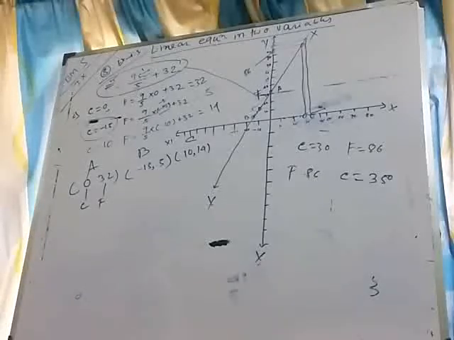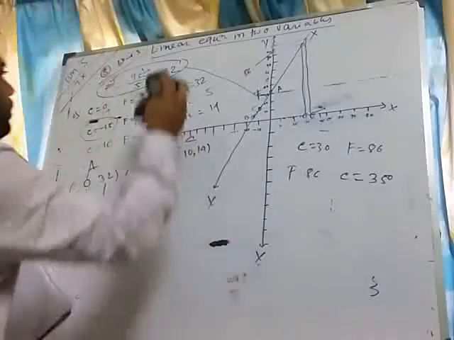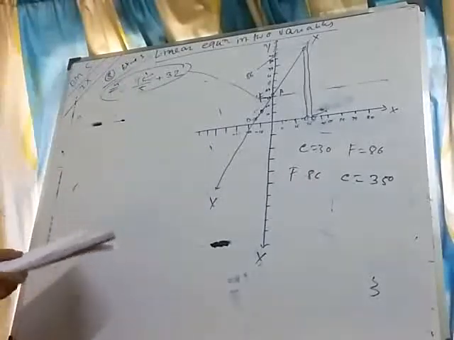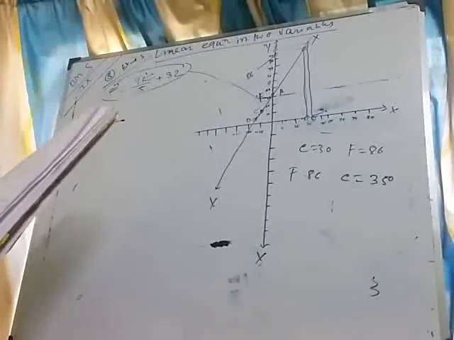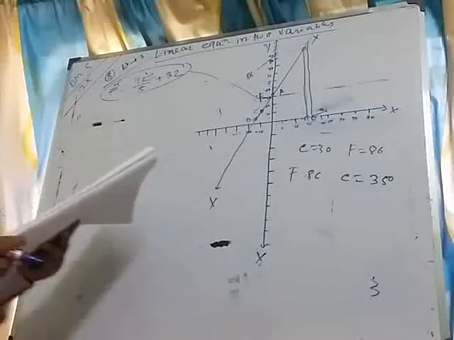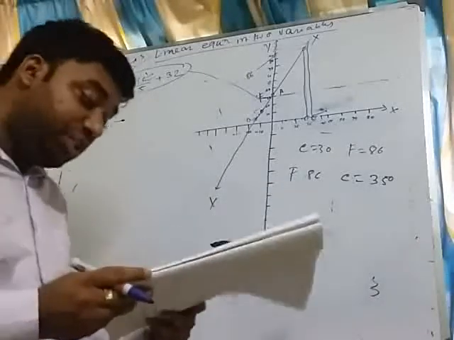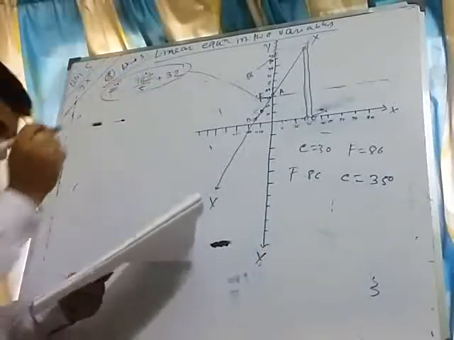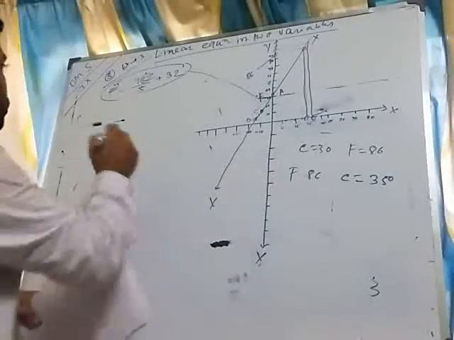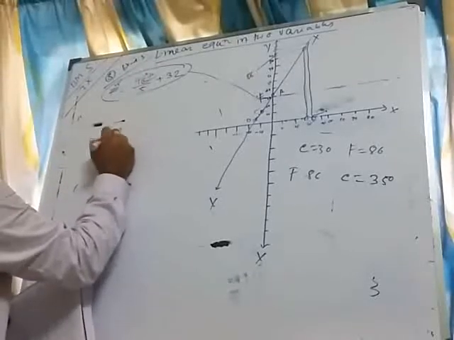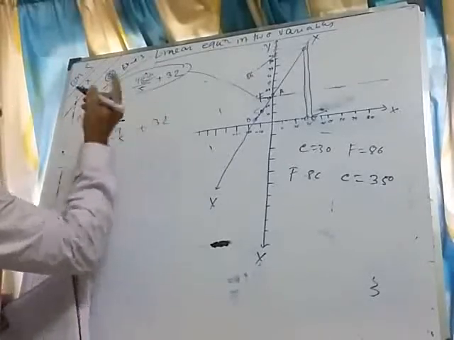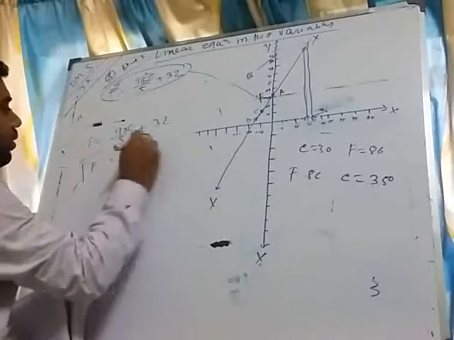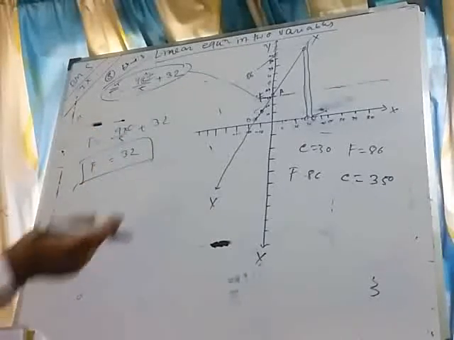For these two sums you can use the equation. If C equals 0, what will be the value of F? If the temperature is 0 degrees Celsius, meaning in Celsius the value of C is given, what will be the value of Fahrenheit? So we have F equals 9 by 5 C plus 32. The value of C is given, that is 0. So F equals 32. Okay, when C equals 0, F equals 32.